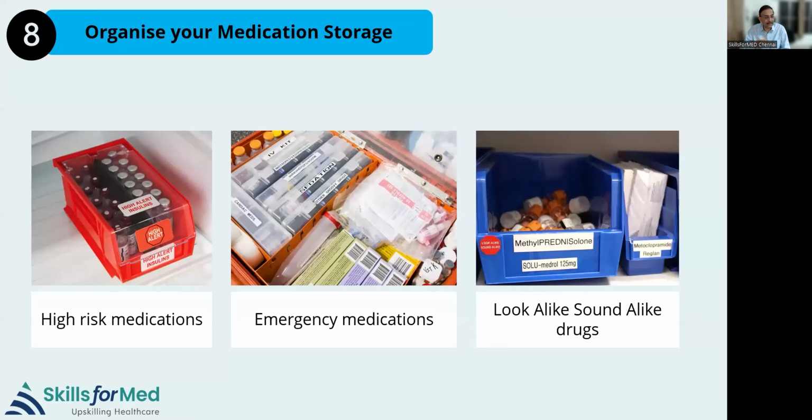You need to store them separately. You need to put a label saying this is a high-risk medication, not only on the container, but on each and every ampule and vial, to make sure that they know that this is high risk. And as I said, this should be double checked and then only administered.